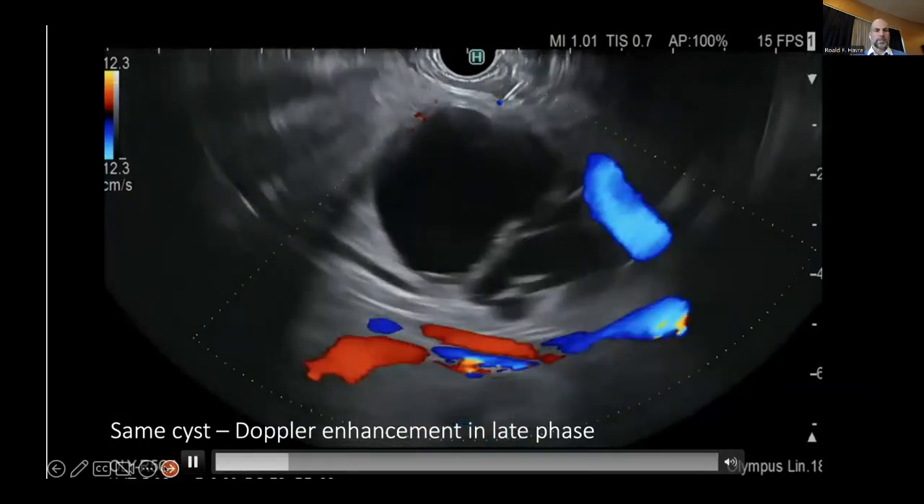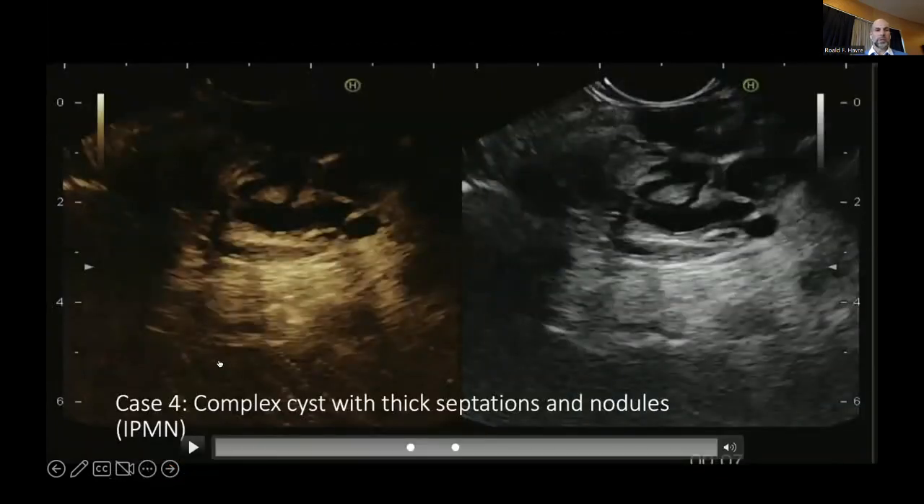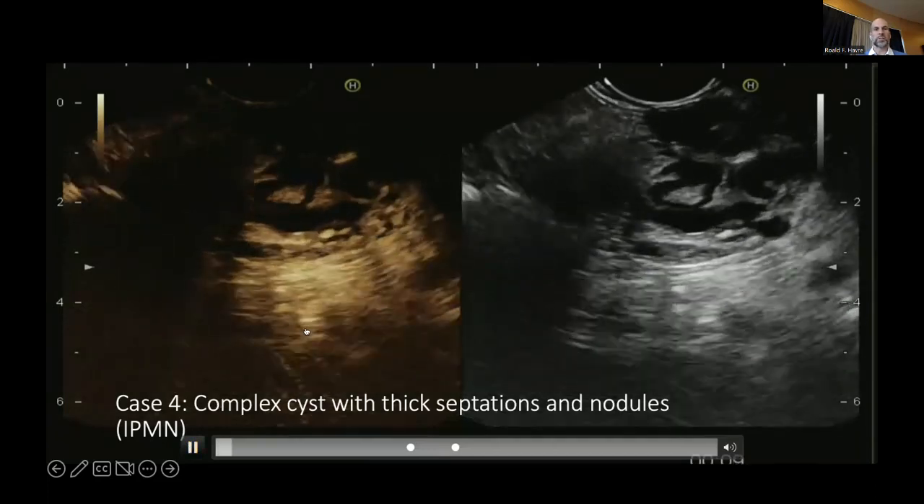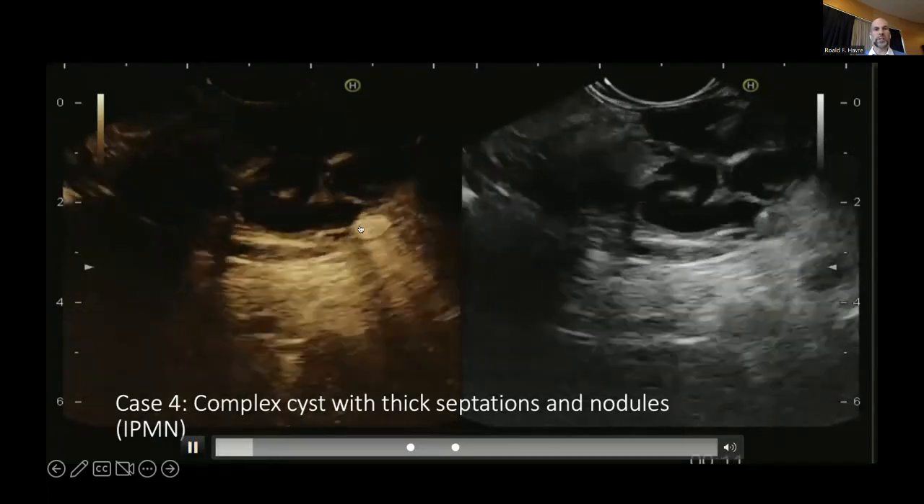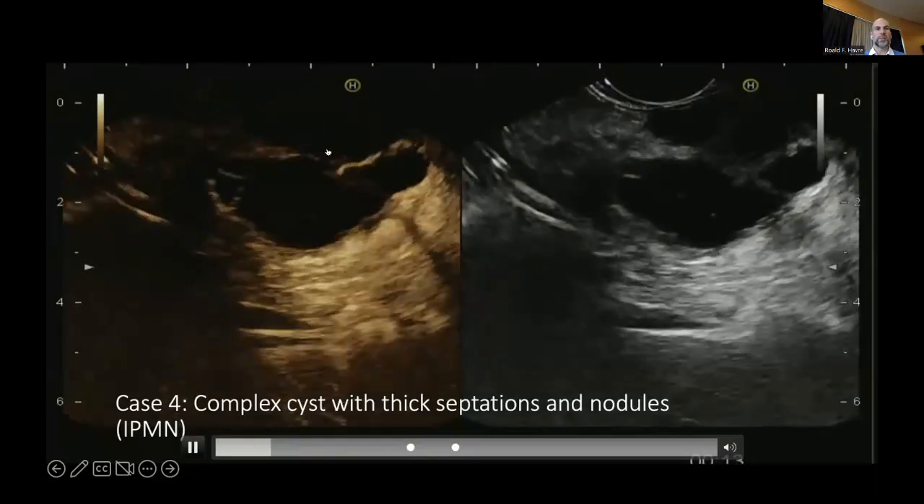Okay. So now I'm going to show you a different cyst. This is a very complex cyst with some thick septations and nodules. And you look at the left side here to see the contrast is just arriving in an artery here. And we see the rim of a cyst.